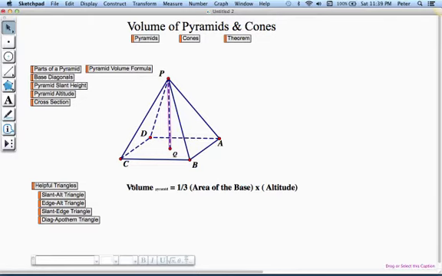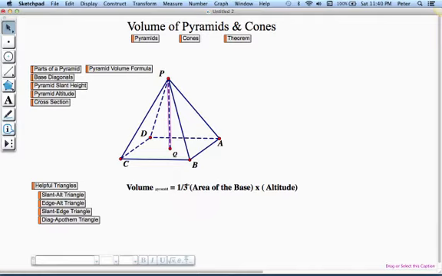The formula for volume of a pyramid is 1/3 the area of the base times the altitude. Now you may recognize that the second part of this, the area of the base times the altitude, is simply finding the volume of a prism. So in a way you can think of a pyramid as having 1/3 the volume of a prism with the same base and the same height.